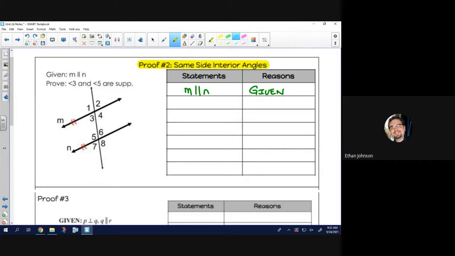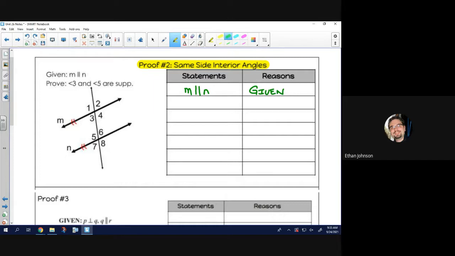So this one brings in a new type of dilemma. We have a lot of options in this picture. Because we have so many options, let's look at what we're trying to do. That might help us narrow down what to write. Well, we're trying to prove angle 3 and angle 5 are supplementary. So if we're trying to prove they're supplementary, we need to deal with another supplementary relationship then.